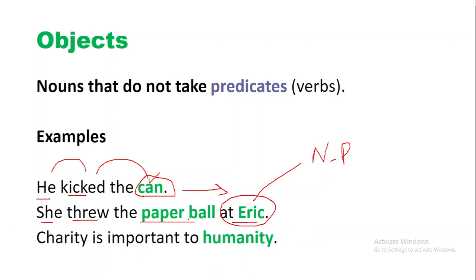Charity is important to humanity. Now charity is the subject, is is the linking verb, important is a complement for charity, and in to humanity, humanity is the object of the preposition to. Here Eric is the object of the preposition at.